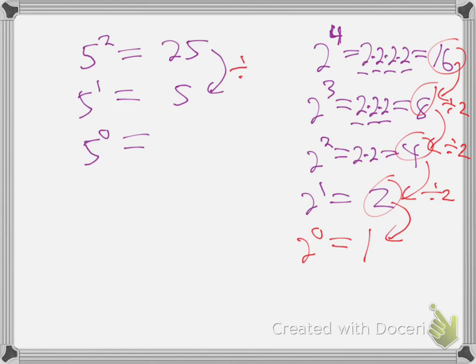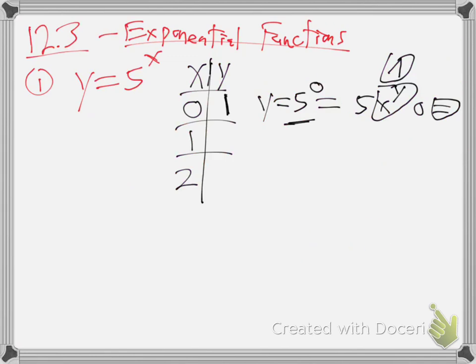Now go back to the 5. What are they dividing by here? Yeah, they're dividing by 5. 25 divided by 5 is 5. So then what's the next step? Divide by 5 again. 5 divided by 5? 1. See? It's the truth. Math just follows the truth, like a bloodhound following the scent. So anyway, anything to the 0 power is 1.